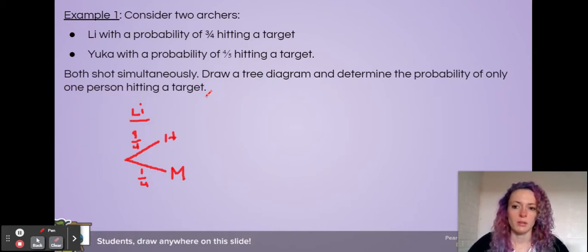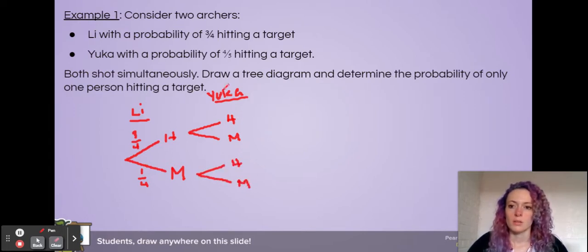Next, I'm going to put in Yuka's information. So again, Yuka can either hit or miss. But again, we're going to put that in twice, one for if Lee hits and one for if Lee misses. So Yuka's probability of hitting the target is 4/5, which means her probability of missing the target is 1/5. And I'm going to repeat those same probabilities down here.